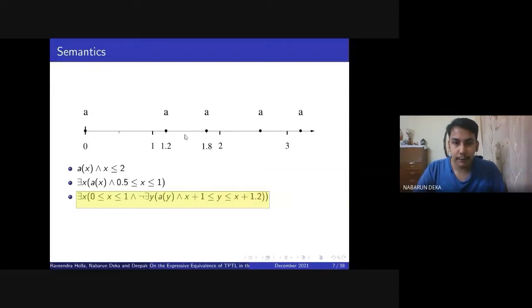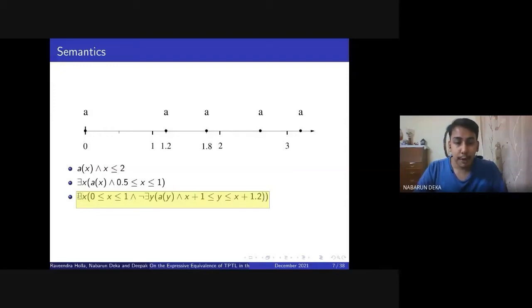Observe that 1.5 to 1.7 is empty. There is no action. So in the continuous semantics, with x equal to 0.5, this time word satisfies this sentence.